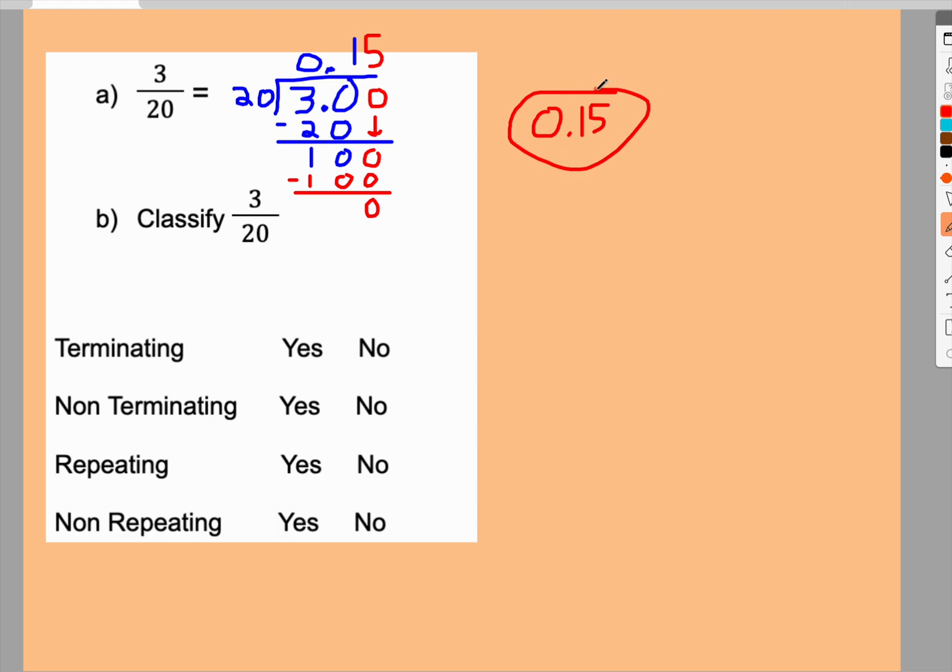Just circle that. Now we're asked to classify it. Is this terminating? Terminating means that it ends. 0.15, 15 hundredths, it did end. It didn't keep going. So yes. So it's not non-terminating. Repeating, so like if this 5 would have went 5, 5, 5, 5, 5, or if it would have went 1, 5, 1, 5, 1, 5 forever. So it's not repeating, no. And yes, it's non-repeating. It's kind of silly to ask those questions, but sometimes we see these asked of us so that we clearly know what we're talking about.